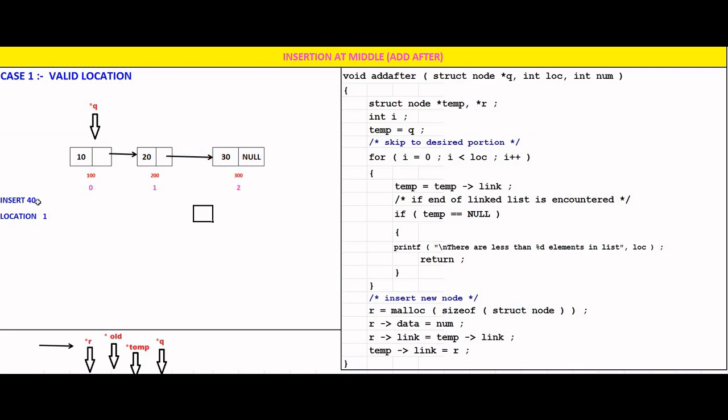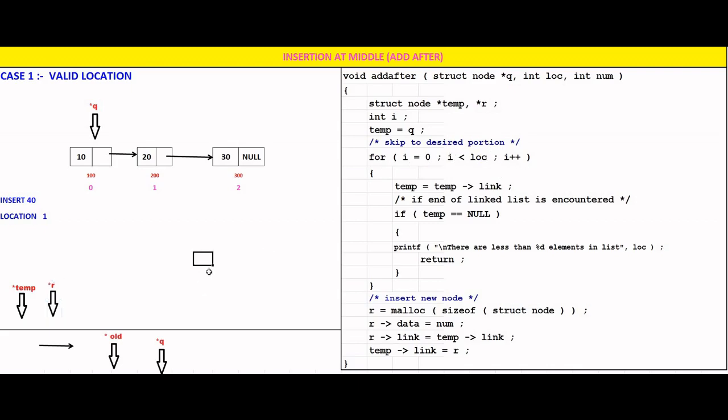We are going to insert the 40 and location is 1. So we are passing the location 1 here and number is 40. So struct node pointer temp and pointer r. We require two pointers, temp and r. Then this is the declaration of i. We require i because if I want to insert a node after any location, we have to first go to that location. So this is a for loop for going to that location.